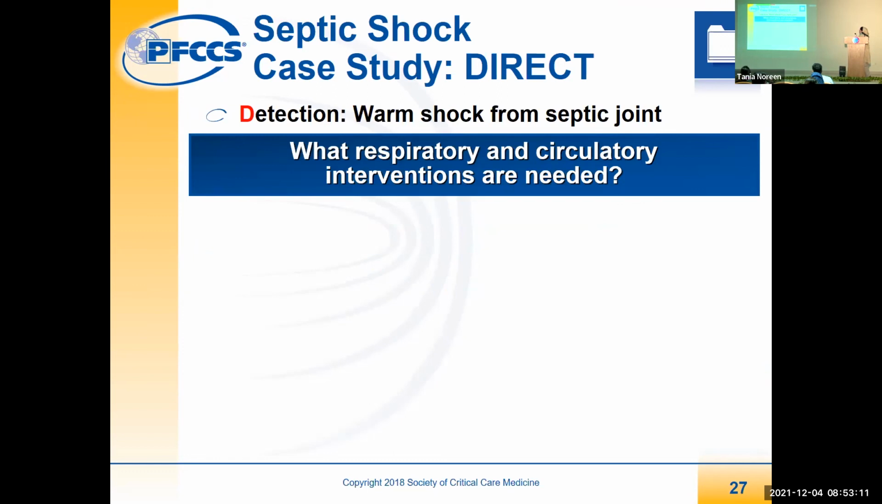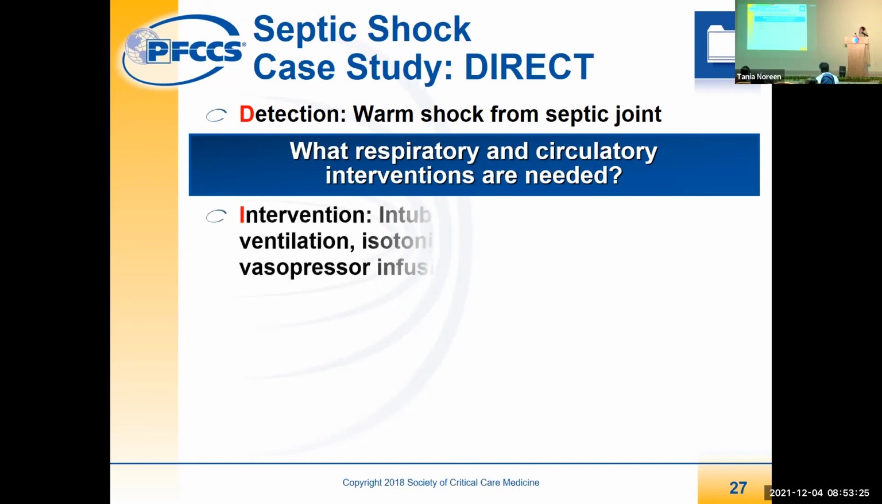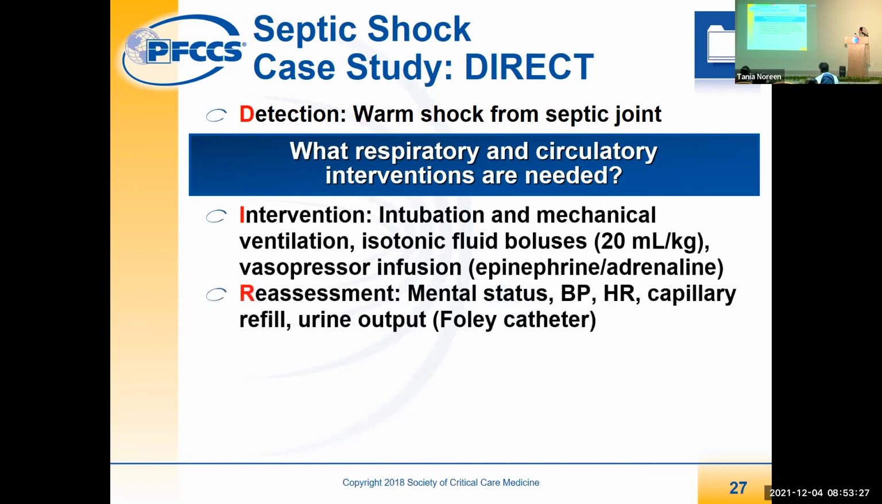So what respiratory and circulatory interventions are needed in this patient? Fluid resuscitation. The point is that you have to first detect, then you have to intervene. As your patient is confused or drowsy, first you have to maintain the airway, then check for the breathing, then check for the circulation. So stepwise in this.